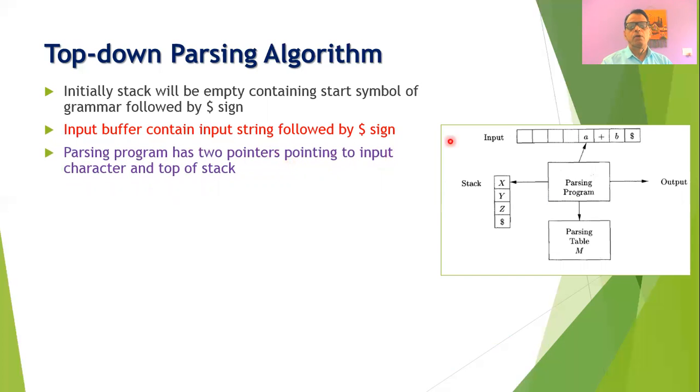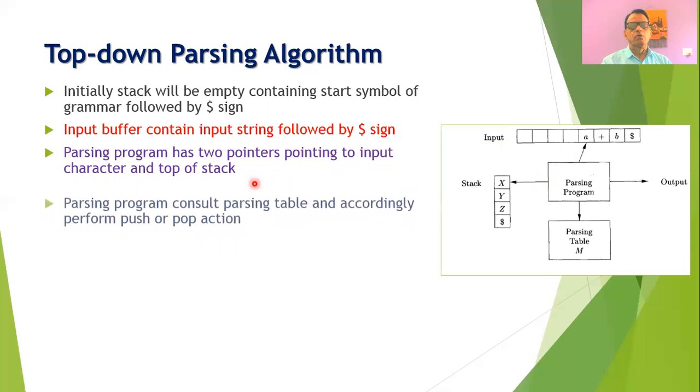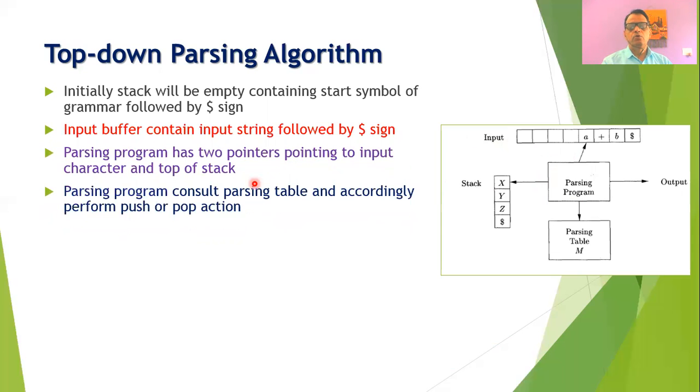Now the parsing program has two pointers. One pointer will point to the current input symbol, and the other pointer will point to the top of the stack. According to the position of the input symbol and the top of the stack, the parsing program will consult the parsing table, and then as per the action mentioned in the parsing table, it will perform either a push action or a pop action.